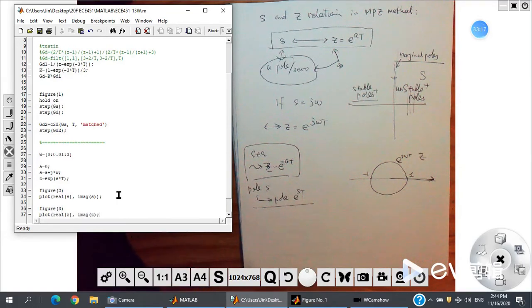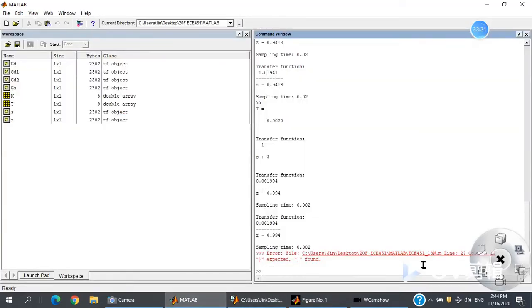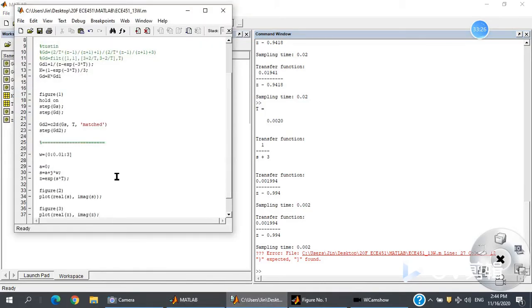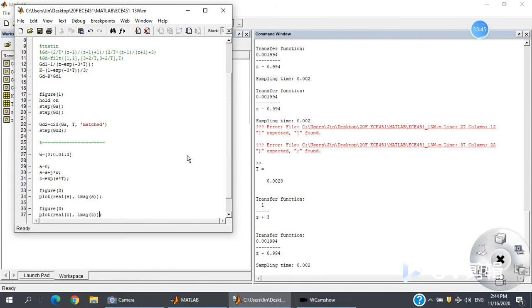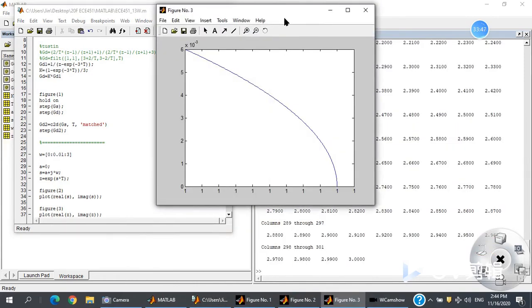Alright, something is wrong. In line 27, line 27 is here. And then line 37. Let me fix this one. All right, what is it?